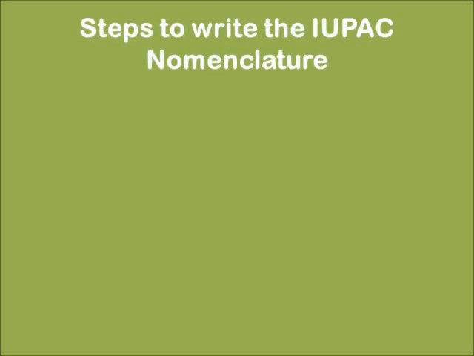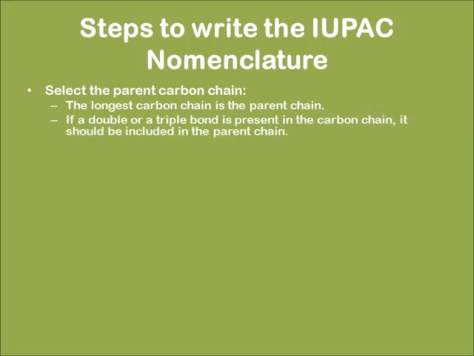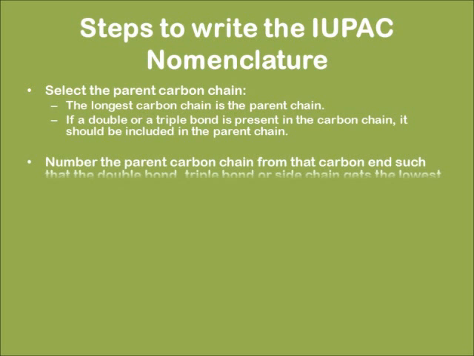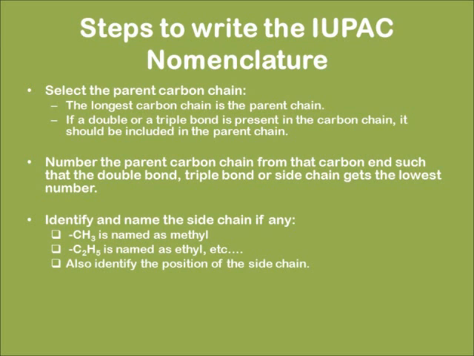Now, let us learn the procedure to write the IUPAC nomenclature. First, we have to select the parent carbon chain, which is nothing but the longest carbon chain present. If at all there is a double or triple bond present in the carbon chain, it should be included in the parent chain. Number the parent chain starting from that carbon such that the double bond or the triple bond or the side chain gets the lowest number. Identify and name the side chain if any. For example, CH3 for methyl, C2H5 for ethyl, and so on. Also, identify the position of the side chain.